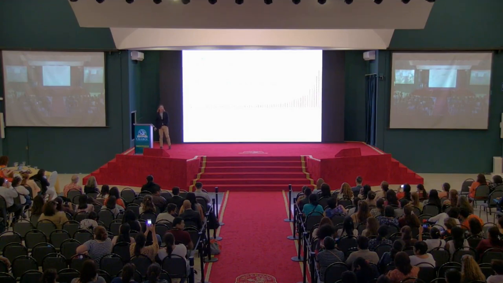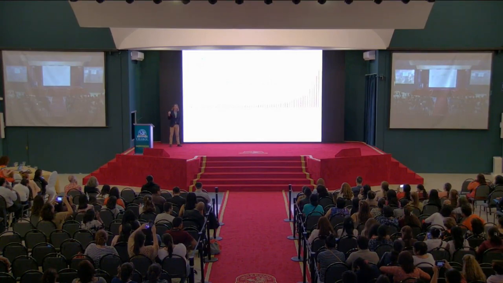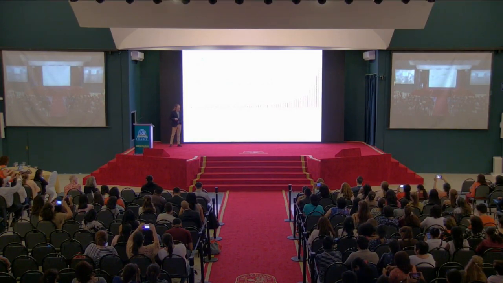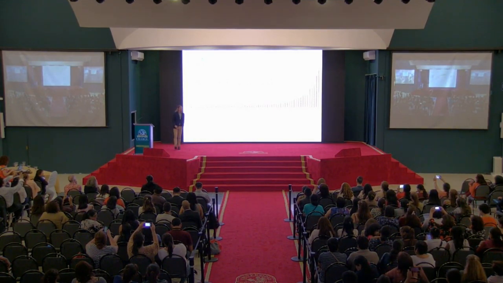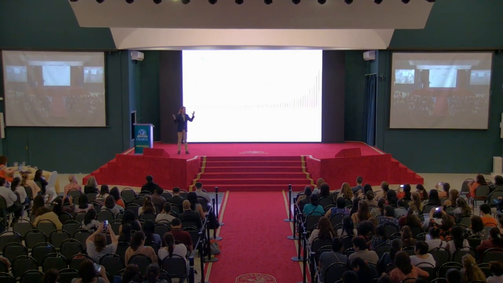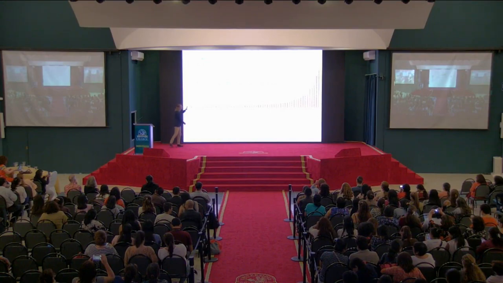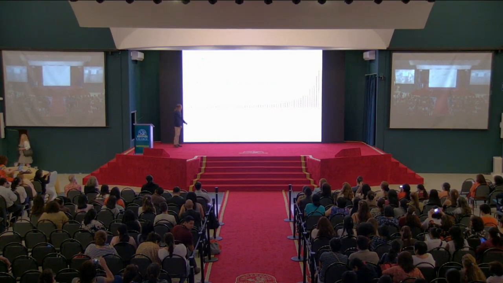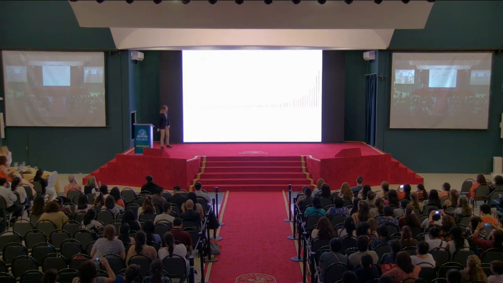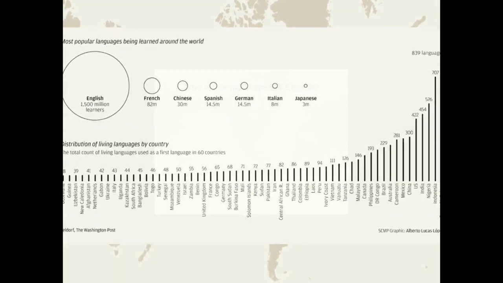If we look at the number of language learners around the world, we can see that 1.5 billion people on the planet are English language learners. What does this mean for you, dear teachers? Job security. You will always have a job. Someone will always want to learn English and you will be there for them. Followed by French, followed by Chinese and Spanish, and then our other friends, German, Italian, and Japanese. All right, so this is good news for us as English teachers.